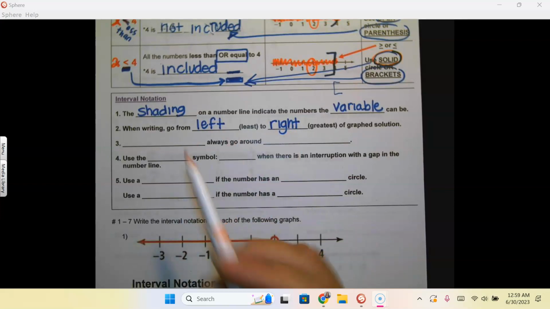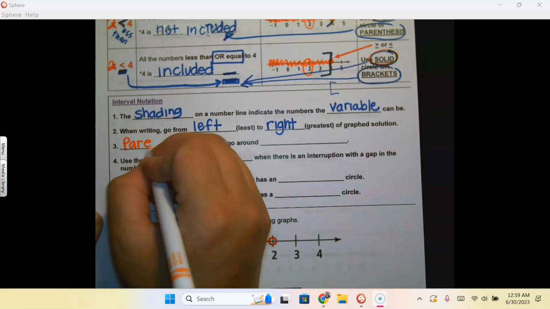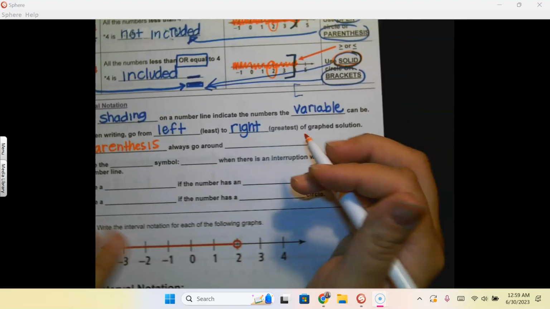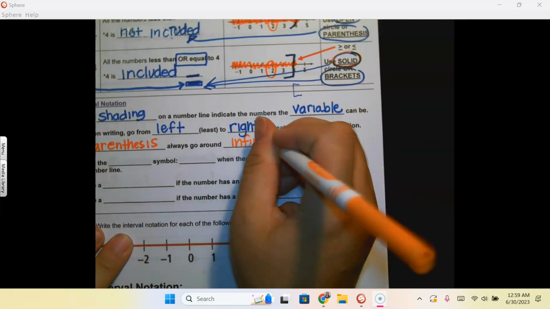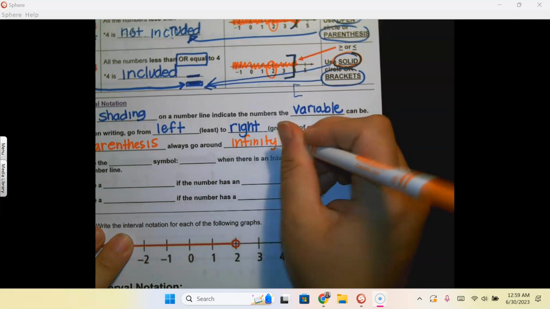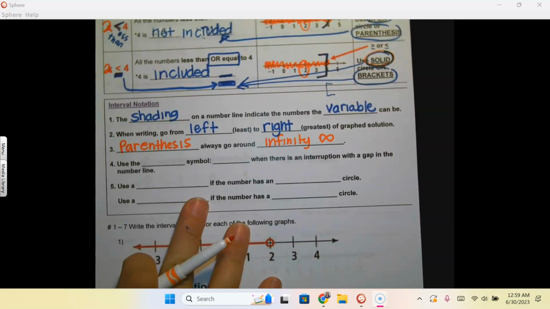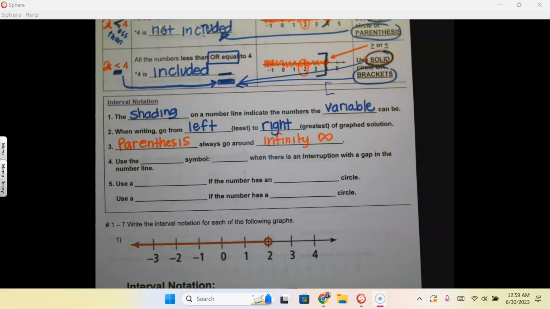Okay. We're going to use parentheses always around infinity. And the symbol for infinity looks like a sideways 8. Okay, so when we write our solution in interval notation, we need parentheses when we use an infinity symbol. So this will all make sense here in a moment.